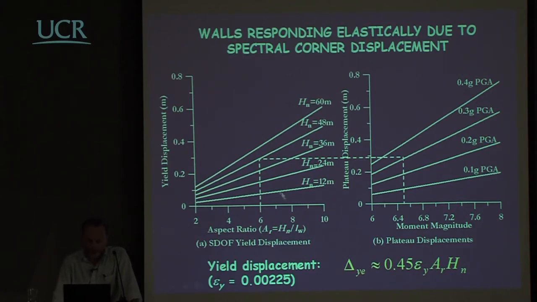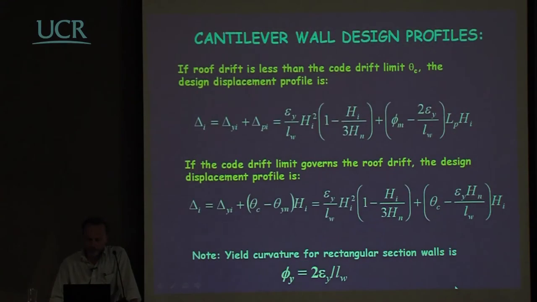And going in here, you will see that, for example, in this case, for an aspect ratio equal to 6 and a wall of 48 meters in height, you enter here and you will end up reading that for a 0.3 g ground acceleration, you will be designing considering the limiting curvature, the limit rotation due to non-structural elements, and you will not have any plastic demand in the structure, while if you go in the other direction, you are going to have some plastic demand in the structure. These, of course, as I was saying, are curvatures obtained with a yield displacement equal to 0.45 times the yield elongation of the steel times the aspect ratio and times the height of the structure.